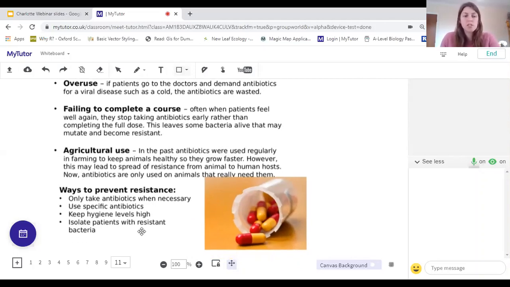Ways to prevent resistance, we've kind of talked about that already. So only take antibiotics when necessary, so when you have a bacterial infection. Use the specific antibiotic that you need for that pathogen. So don't take lots because you're not sure what you're infected by. It's better to get tested and make sure that you're taking the specific antibiotic. Keep hygiene levels high, then you won't run into the pathogen in the first place. And isolate patients with resistant bacteria. So if a patient in a hospital isn't responding to treatment, sometimes they'll be isolated. Hopefully you can contain that resistant bacteria from spreading to someone else.